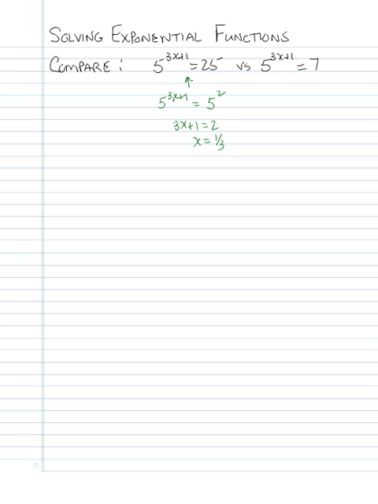So now when we compare that to what we have here, since we can't write 7 as 5 to a power, in fact, that's kind of what we're trying to do anyway, isn't it? So we have to have another approach to solving this.